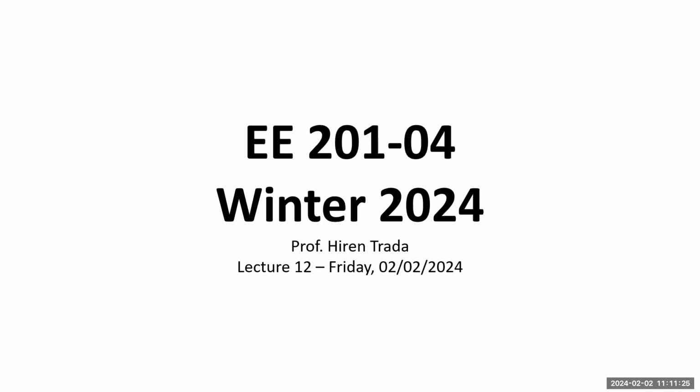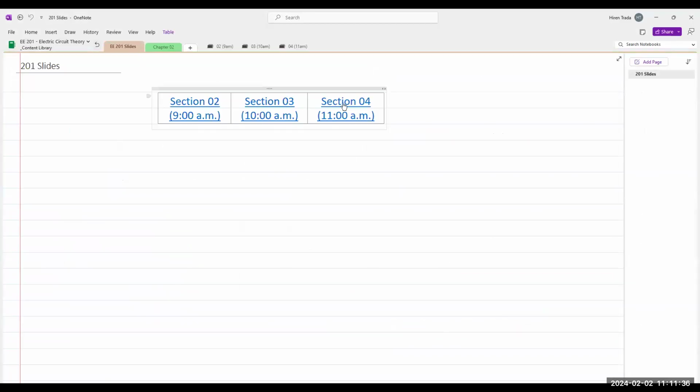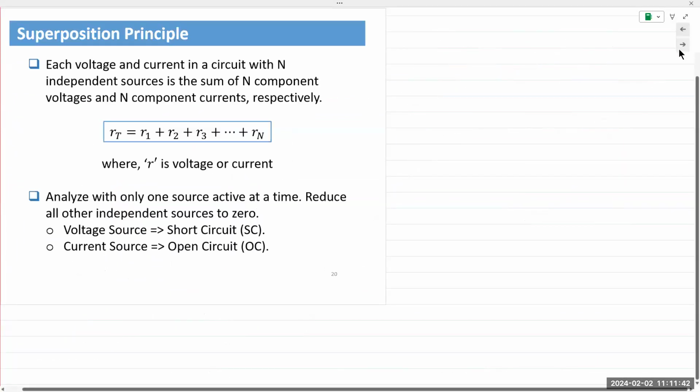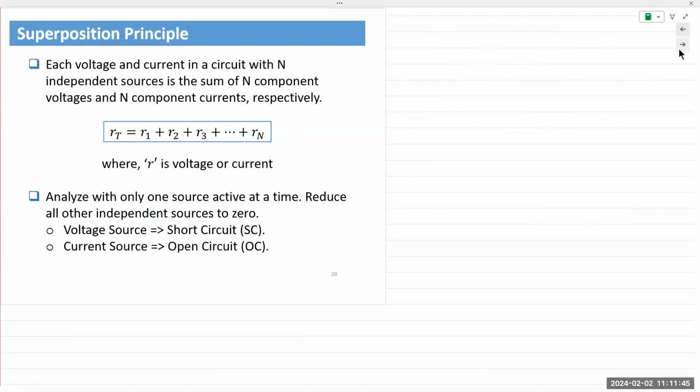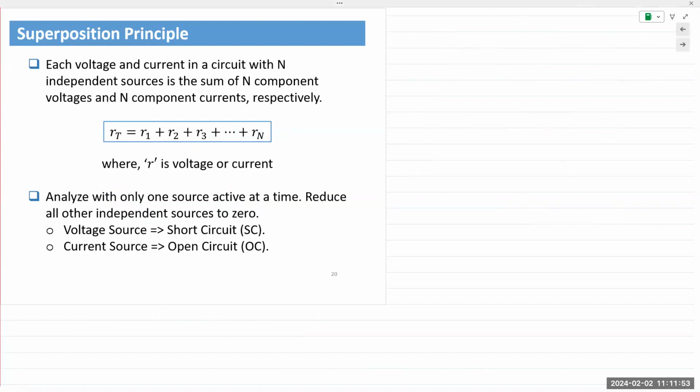Okay. So let's get into our last and final analysis technique. Okay. So superposition principle states that if we have a circuit with more than one source, we can break up the circuit into individual parts, smaller parts, analyze each part independently to find a specific voltage or current present in the circuit. So if you have n number of sources, you break up the circuit into n number of pieces.